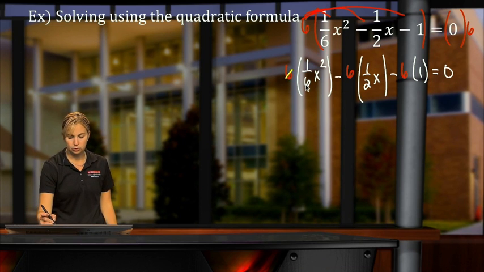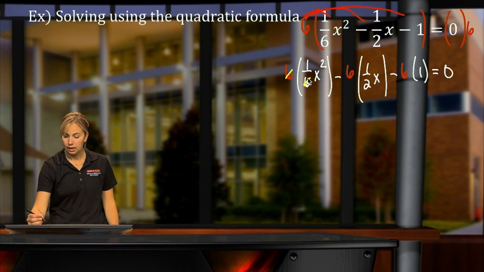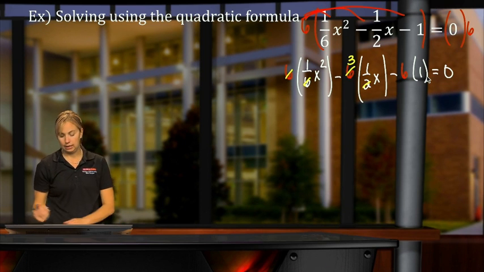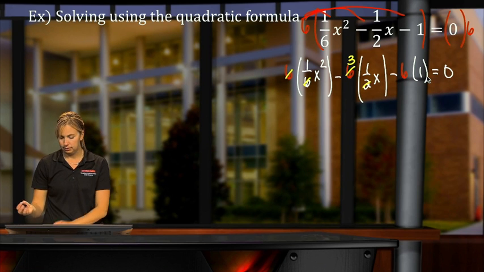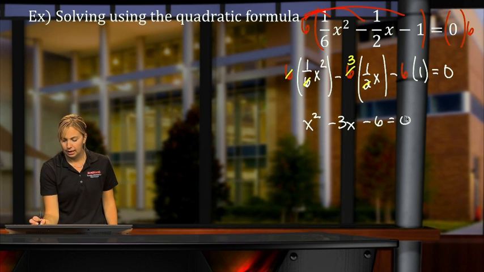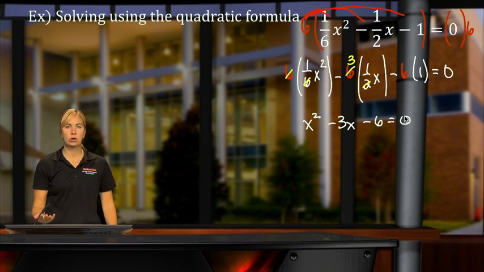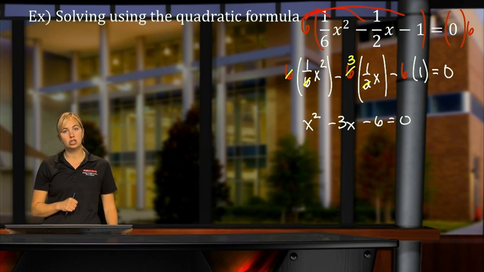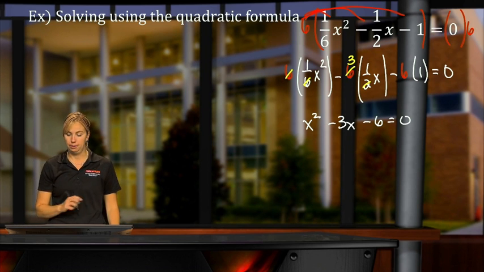6 over 6 is 1, so they go away. 6 divided by 2 is 3. And 6 multiplied by 1 is 6. So we're left with x squared minus 3x minus 6 equals 0. And now we're dealing with something way more manageable. Our a, b, and c are nice integer coefficients, and using the quadratic formula doesn't seem as daunting.